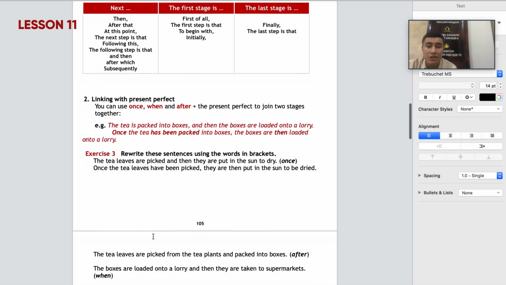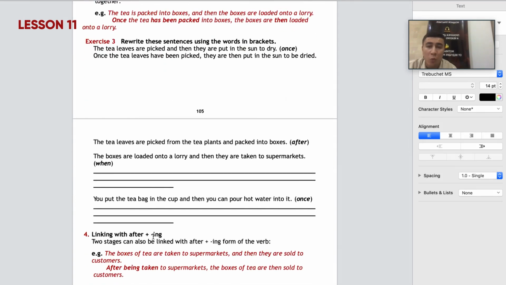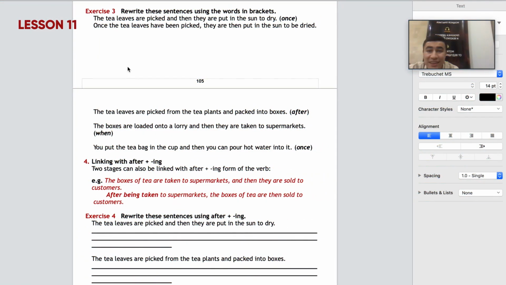Okay, and here you have more exercises and I do recommend you to do them on your own, so you can pause the video here and try to do them on your own. Okay, let's start. The tea leaves are picked from the tea plants and packed into boxes.